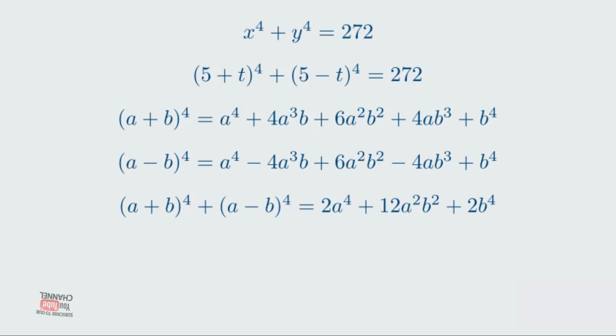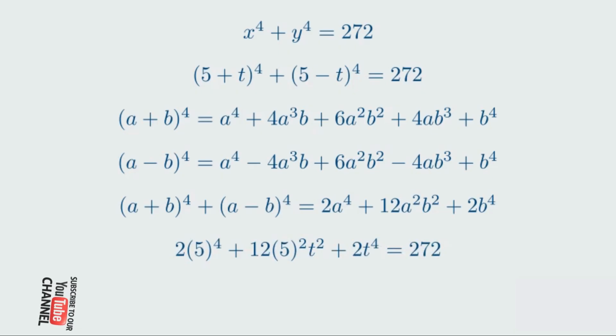It allows us to combine those fourth powers very cleanly. Now, let's apply it to our equation. Here, a is 5 and b is t. So, we have 2 times 5 to the fourth plus 12 times 5 squared times t squared plus 2 times t to the fourth, all equals 272. We've gone from a sum of two fourth power binomials to a simple quadratic in t squared. We have successfully used an algebraic identity to simplify the problem.